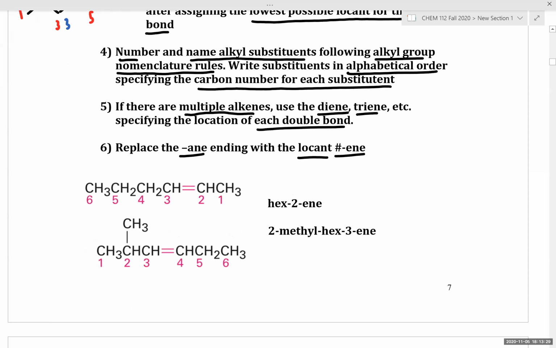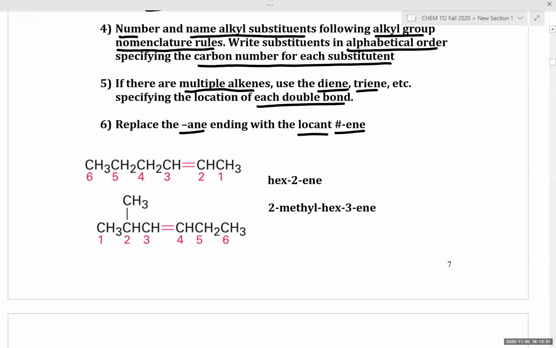Okay, so taking a look at the following set of molecules. In the first case, our smallest possible locant number for our alkene would be 2. So we'd name it as hex-2-ene. In this case, if there's only one functionality, it can also be named as 2-hexene, but hex-2-ene is more common from the IUPAC method.